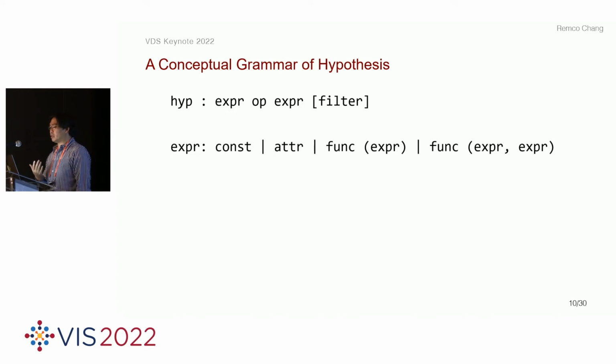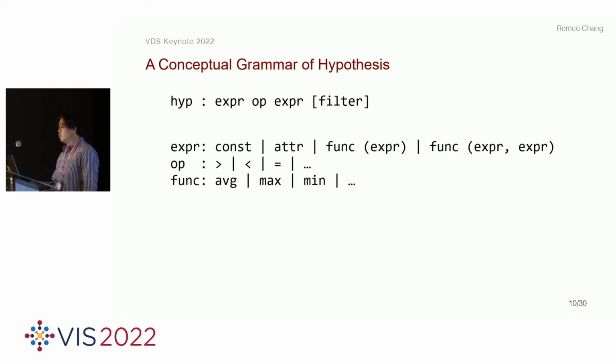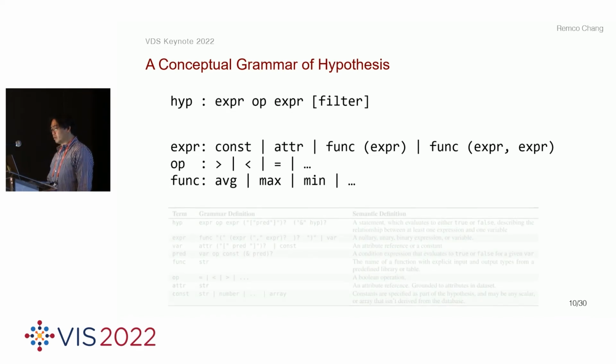what we mean by an expression could be either a constant, an attribute, a function over an attribute, or a function over a function of attribute, or a function over two attributes, or so on. Again, I'm not being too precise here. I just wanted to get the general notion across. Operator is whatever, greater than, less than, equal to, within set, or whatever type of relationship. And we need to provide a list of functions. So functions would be like average, max, min, and so on.